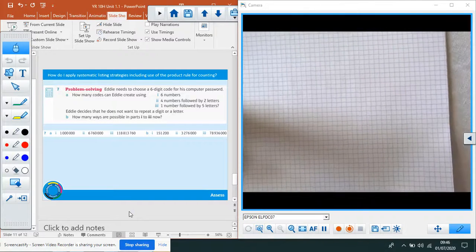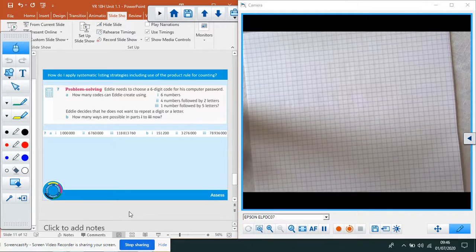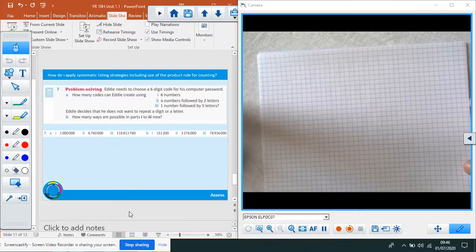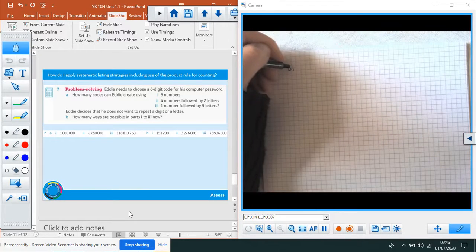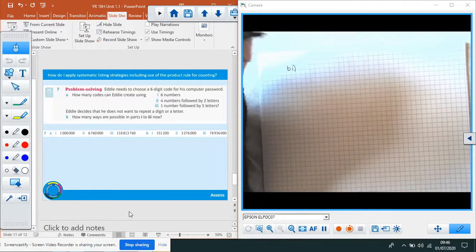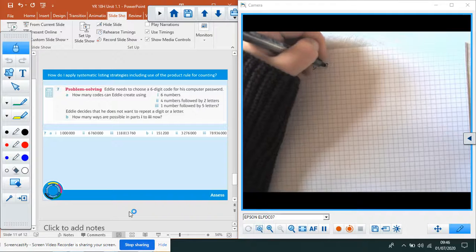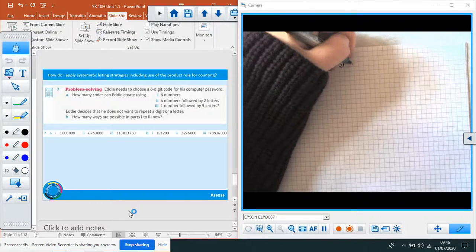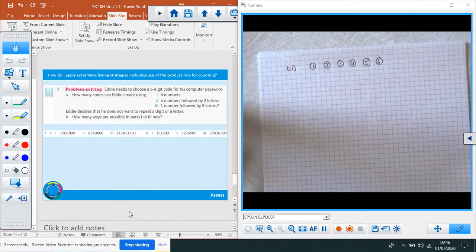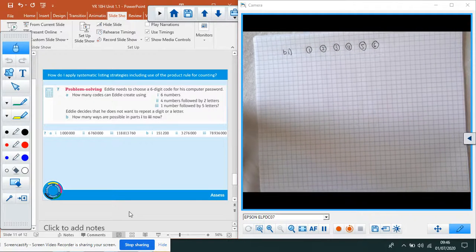Okay, so part B then says, Eddie decides that he does not want to repeat a digit or a letter. So how many ways are possible in parts 1 to 3 now? Okay, so now he doesn't want to repeat any of the digits or letters. So for part B1, he wanted 6 numbers in his code. So there's 1, 2, 3, 4, 5, 6. So 6 different digits that he can have, but none of them can be repeated.